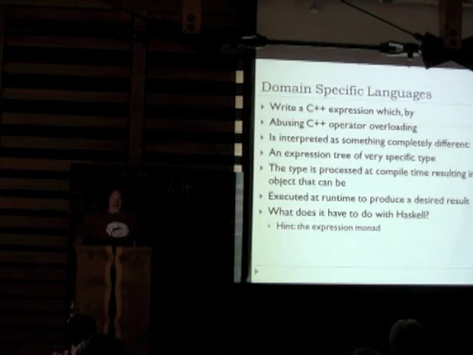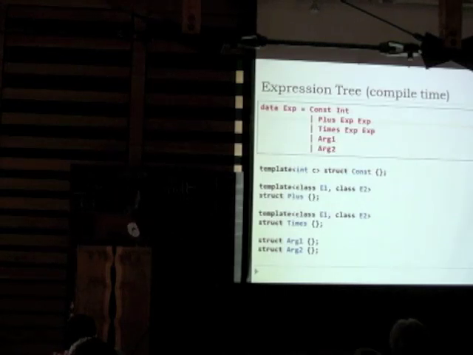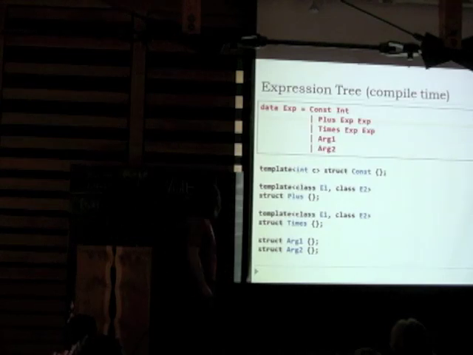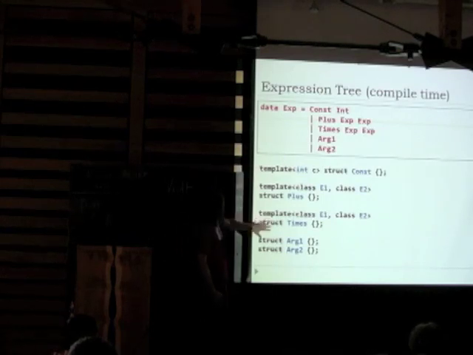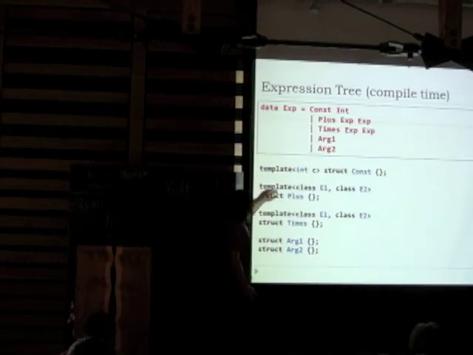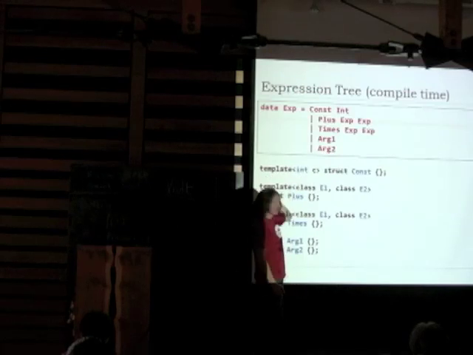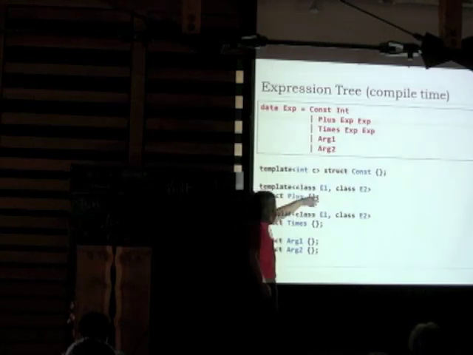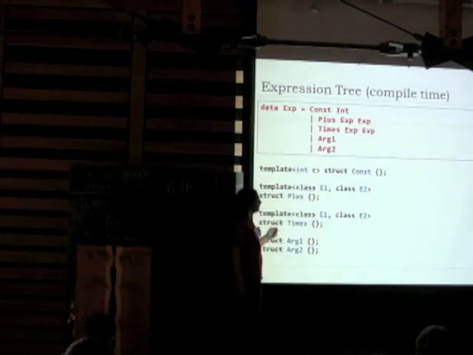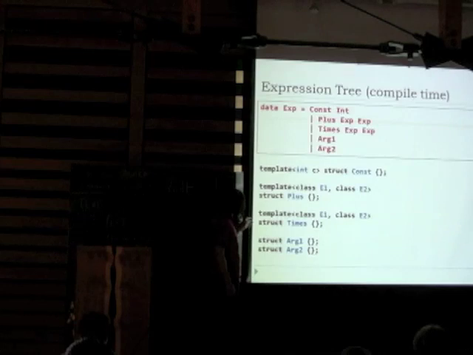Okay, so this is a short explanation of domain-specific languages, which if you attended the previous talks, you know. Here I'm going to just go ahead and do the translation for you. Let's start with expression tree. This is the stuff that we'll do at compile time, because my expression tree is just a type that's constructed at compile time. It's a very one-to-one correspondence here. Const, for instance, is a type that's parameterized by some constant c. Plus is a type that's parameterized by two expression types, expression meta types. I don't know, you should call it meta types probably.